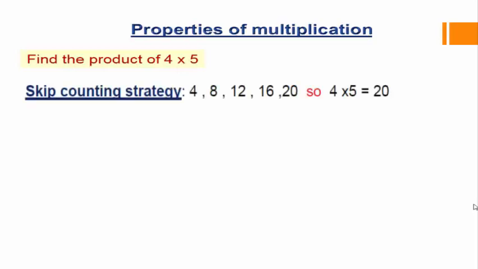First strategy is called skip counting. We start with 4 and jump 5 times. Each time I add 4. So 4, count with me. Add 4, 8. Add 4, 12. Add 4, 16. Add 4 equals 20. We jumped 5 times, each time adding 4. So 4 times 5 equals 20.